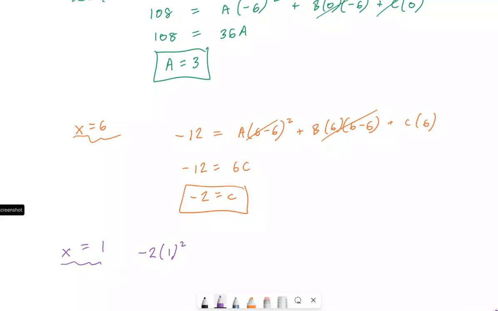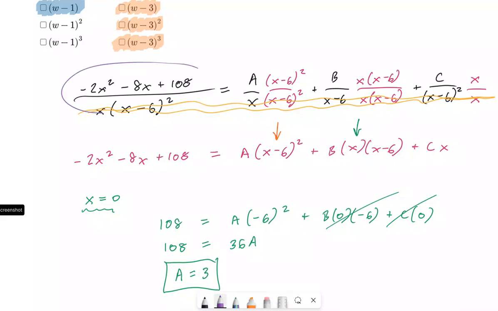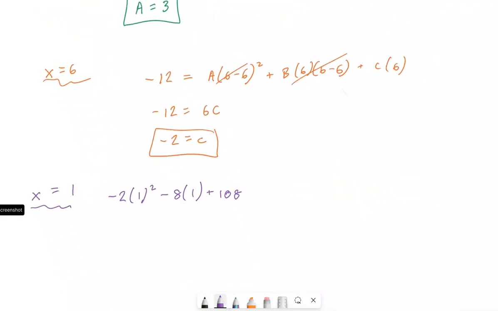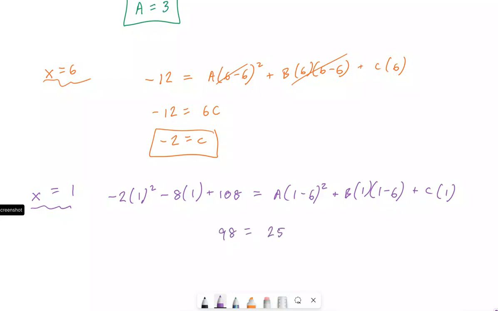So plugging this into my original equation with all the x's, my working equation as I call it, is negative 2 times 1 squared minus 8 times 1 plus 108. Okay, see where that's coming from? That's this right here with 1's plugged in for the x's. And that's going to be equal to a times (1 minus 6) squared plus b times (1 minus 6) plus c times 1. Skipping through the math a little bit, and we get to this part right here: 98 equals 25a minus 5b plus c.